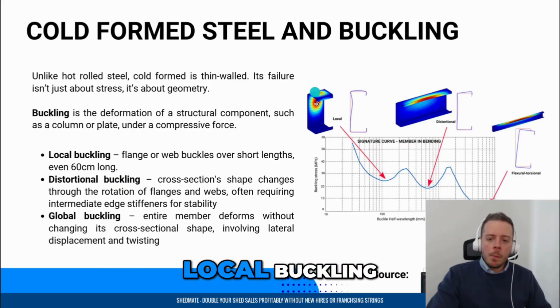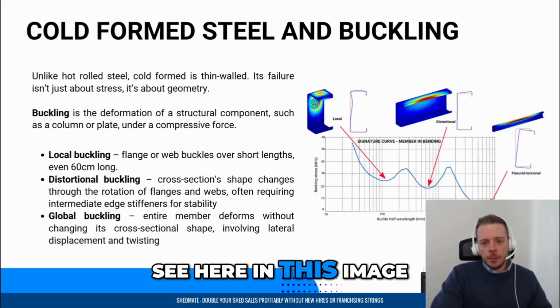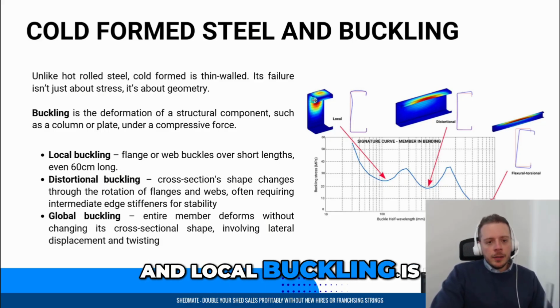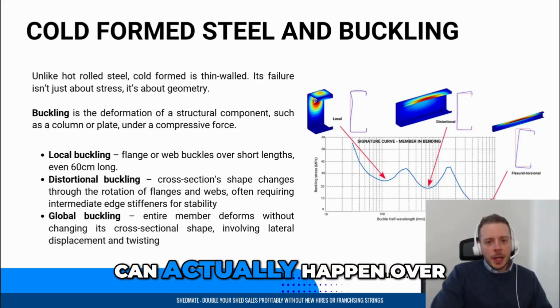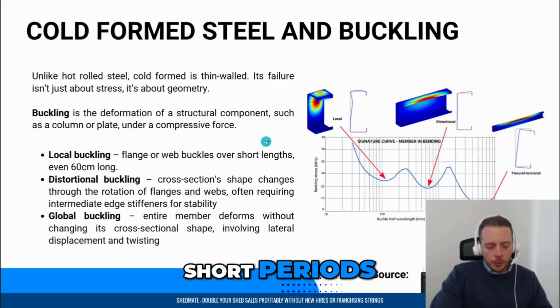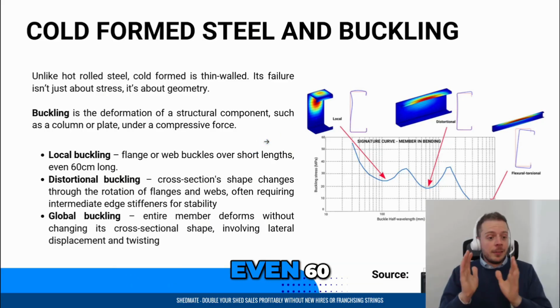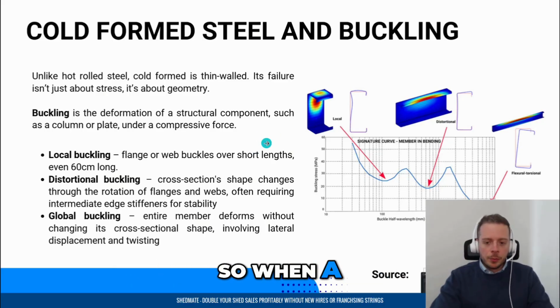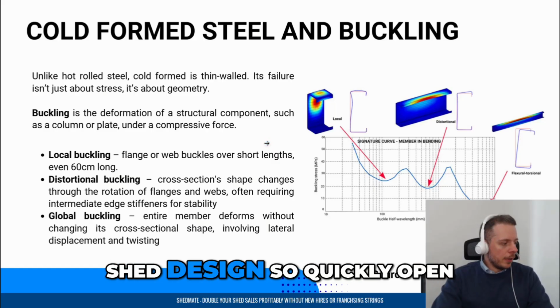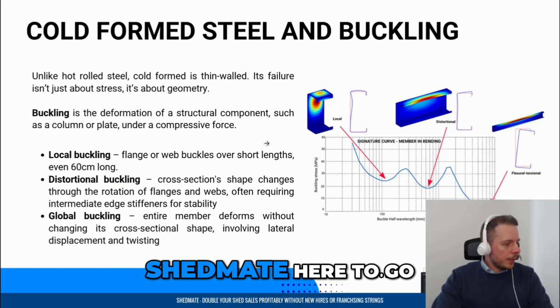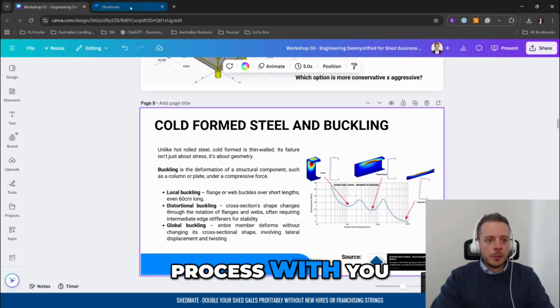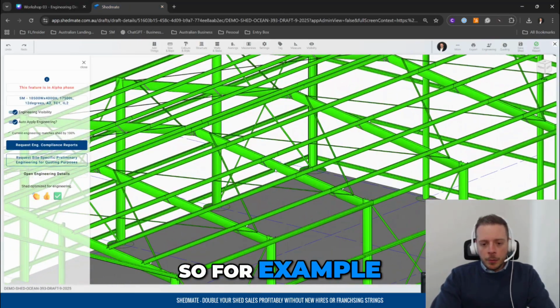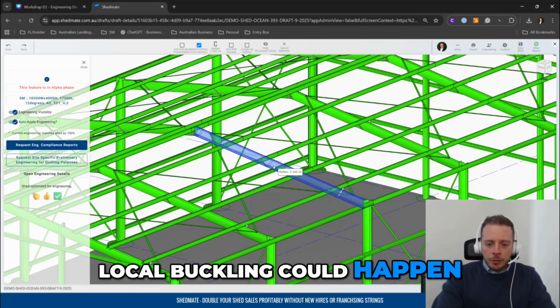One of them is local buckling. As you can see here in this image, local buckling is very tricky because it can actually happen over short lengths, even 60 centimeters long. When you're talking about shed design, let me quickly open Shedmate here to go through this process with you, zoom in a little bit. For example, local buckling could happen every 60 centimeters.